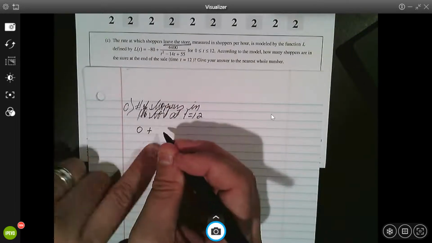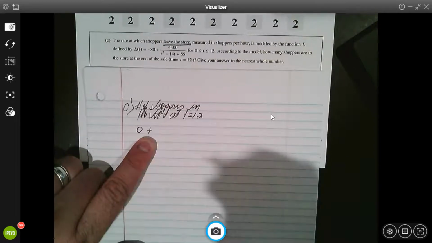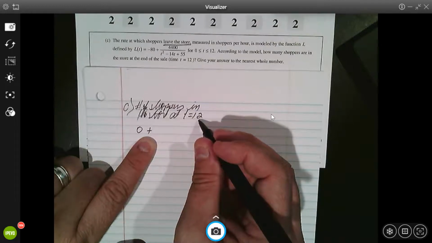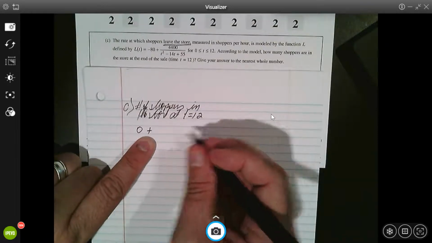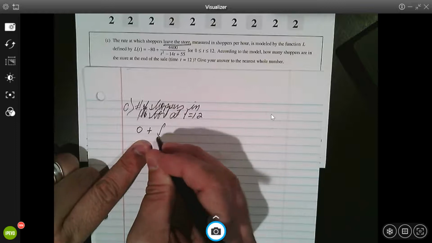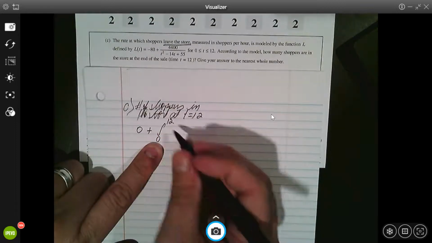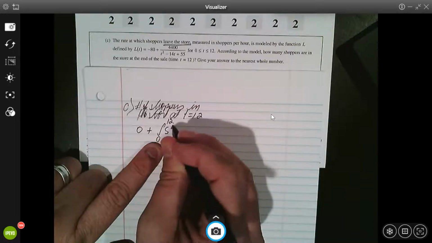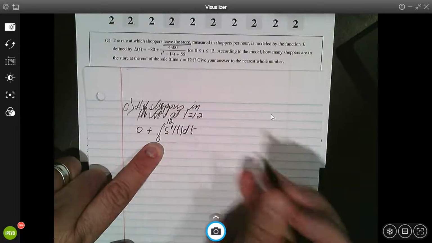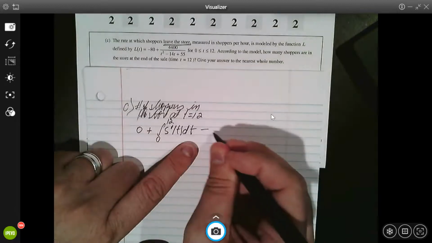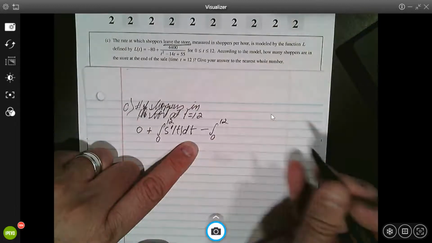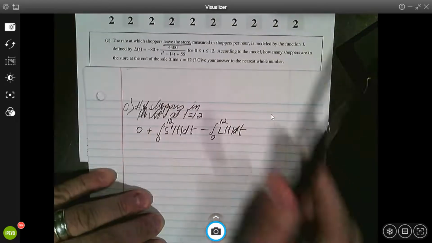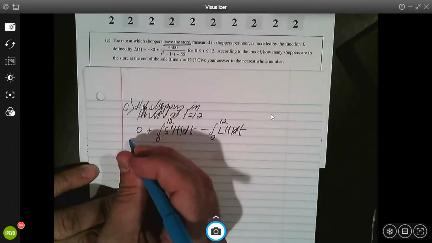So that's number of people in the store. I need to add on the number of people who entered the store between t equals 0 and time t equals 12. Now, you've got some options here. If you want to do that as an integral, that's fine, but what you need to integrate is the rate function. That's s prime of t dt. And then from that, you're going to subtract the integral from 0 to 12 of the leavers, that's L of t dt.